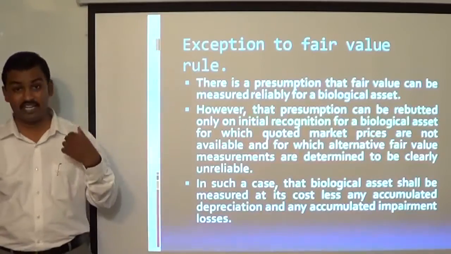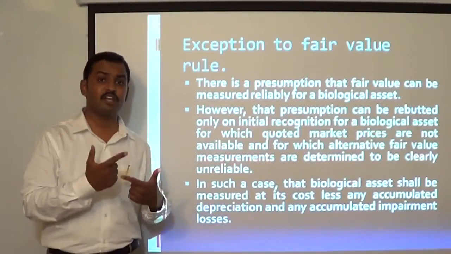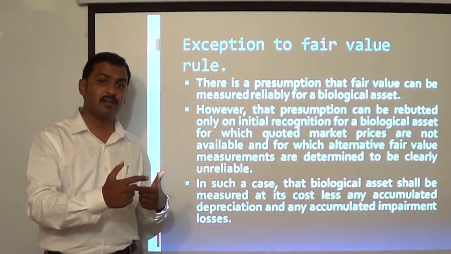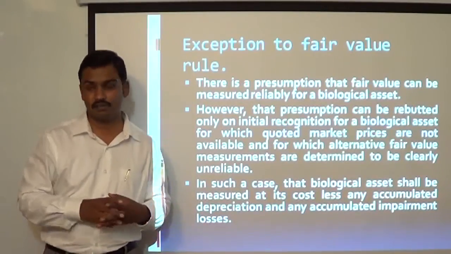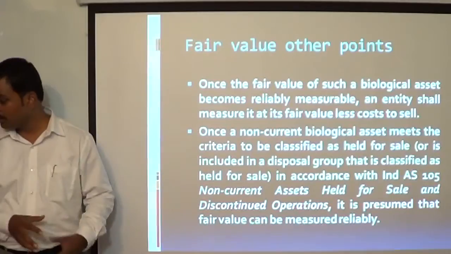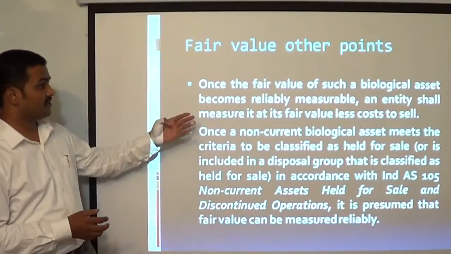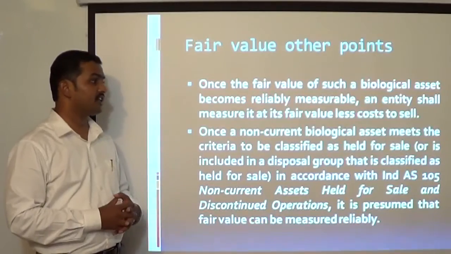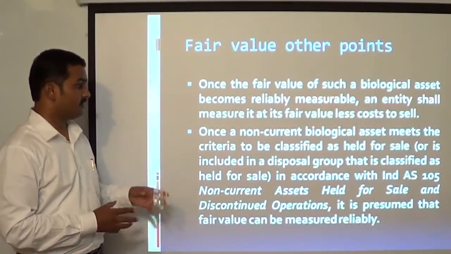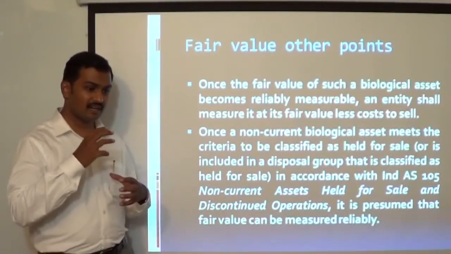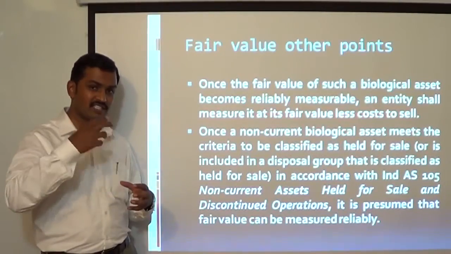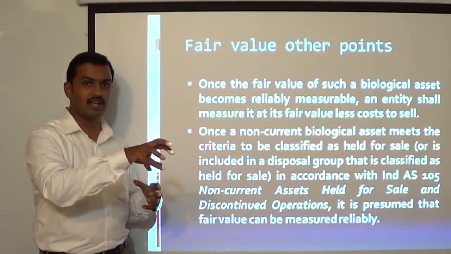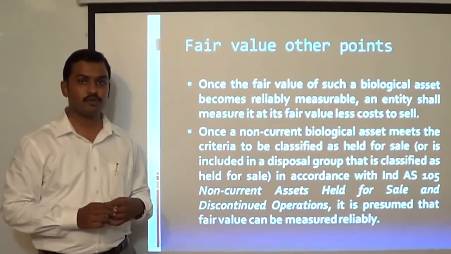Okay. But again, you have to continuously check whether the fair value can be determined reliably, and if you say yes, fair value can be determined reliably, you have to start measuring the asset at fair value only. Okay. Now, once the fair value of such biological assets becomes reliably measurable, an entity shall measure it at fair value less cost to sell. That means the company has to keep that biological asset under constant review, and once they find that fair value can be measured reliably, they have to change from cost model to fair value model.